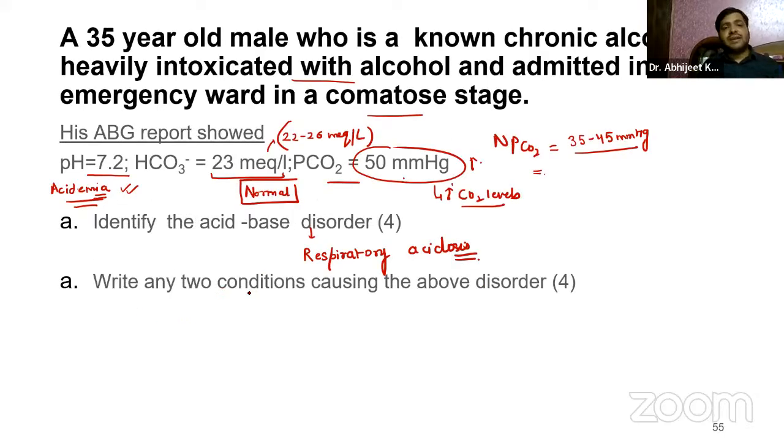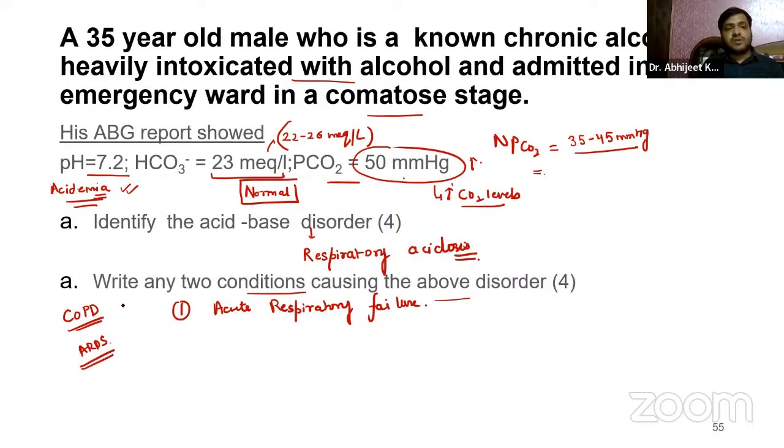Now, they have asked a second question: any two conditions causing the above disorder. The very first one that you have to remember is acute respiratory failure. Conditions that impair the lung's ability to expel CO2, such as chronic obstructive pulmonary disease, COPD, exacerbation or acute respiratory distress syndrome, ARDS, can lead to respiratory acidosis. These are very, very important conditions. These are both parts of acute respiratory failure.